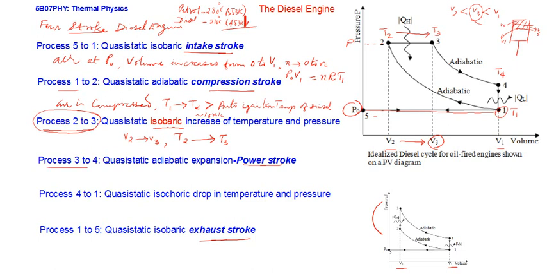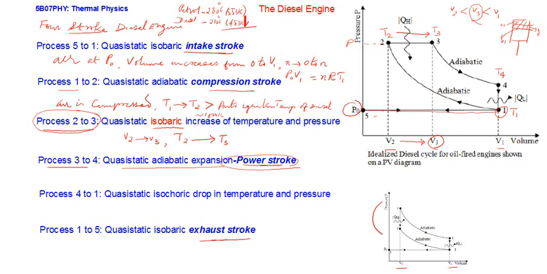There is nothing much to say. Process 3 to 4 represents the quasi-static adiabatic expansion, the same stage as in the case of the gasoline engine, and that is the stage during which power is delivered, or useful work is done by the engine. So that is represented by the adiabatic curve 3 to 4 in the diagram.